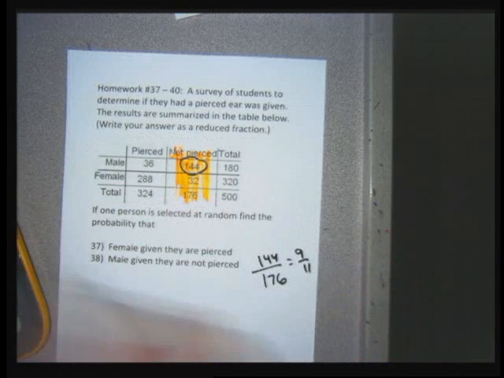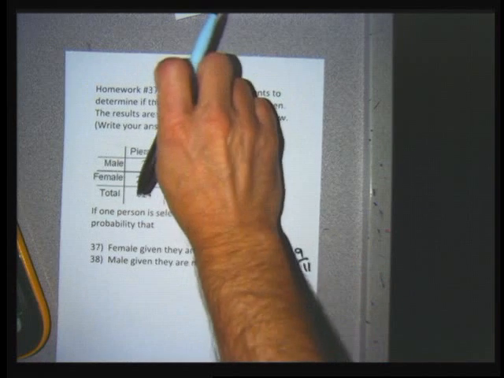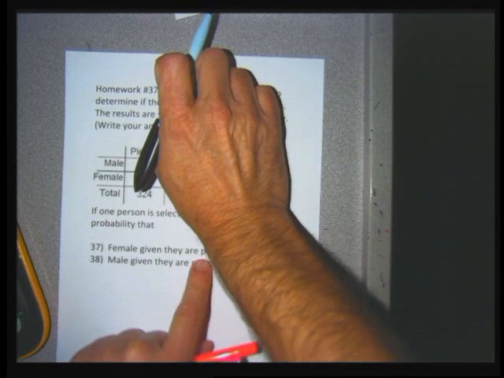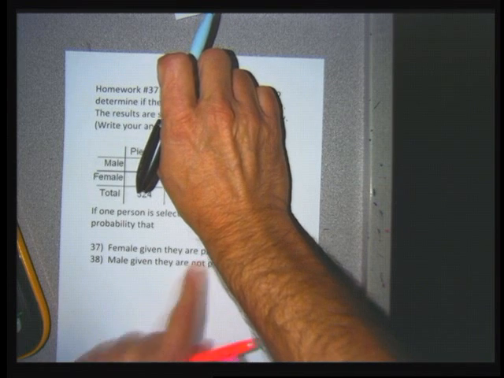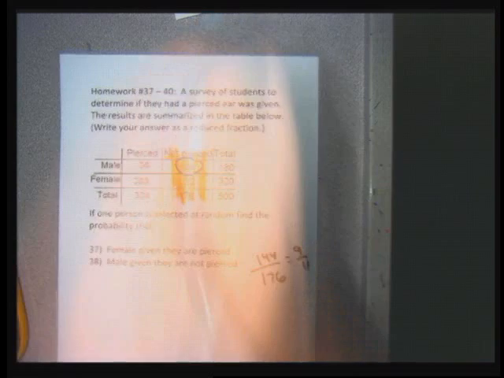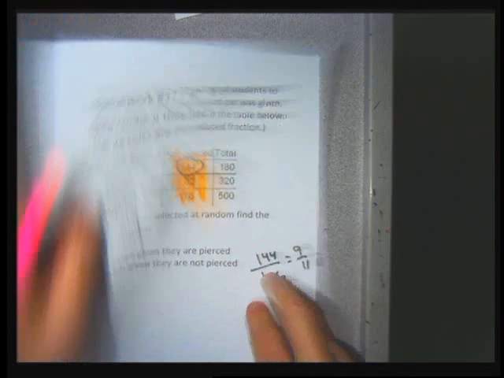For you, you're going to be looking at the pierced column. So your denominator is going to be 324. And then your numerator is going to be the females within that column. I think the last problem is here.